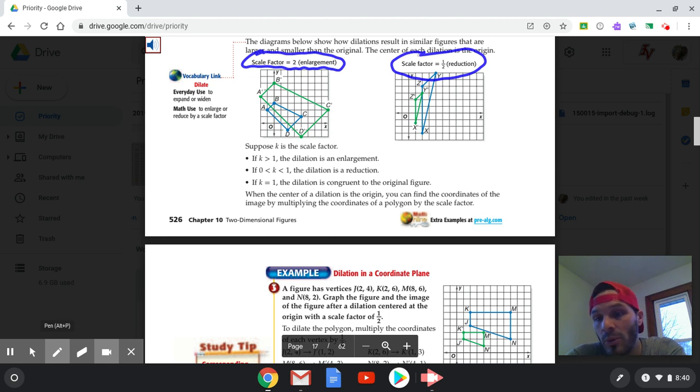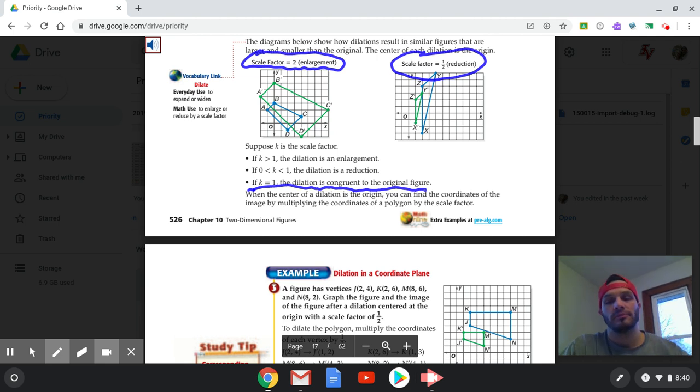How about a scale factor of 1? What would you suggest that would be? Well, it tells you right here. If k is 1, the dilation is congruent to the original figure. So in other words, scale factor of 1, the figure is exactly the same size. All right, bigger than 1, it's bigger. Smaller than 1, it's smaller. Exactly 1, it stays the same size.